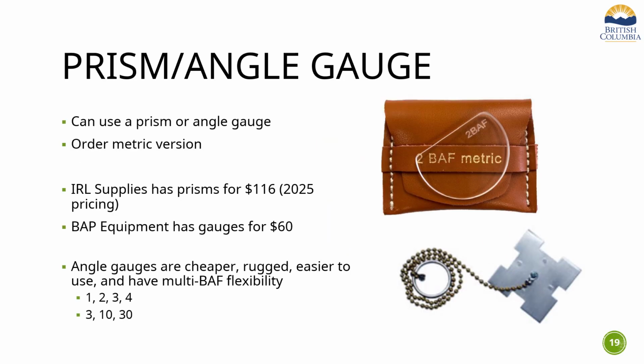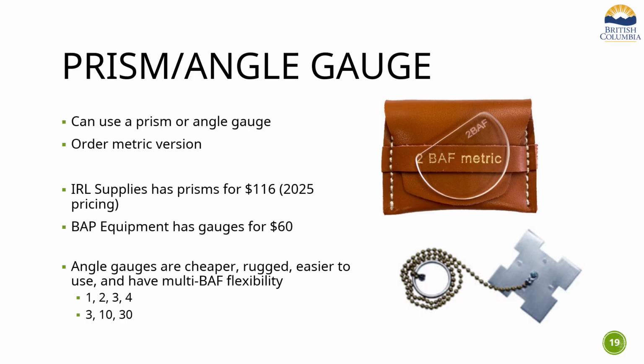Okay, before I move on, I recognize that you may not already have a prism or angle gauge. If you need to do some shopping, you can buy either type. When ordering, I would buy Canadian to ensure that you're buying a metric tool. If you want a prism, IRL is a BC company, and they have prisms from a BAF of 1 all the way up to 24. And as of 2025, they're $116 each. Now, if you need a few, that could get pricey. And as a warning, they can break.